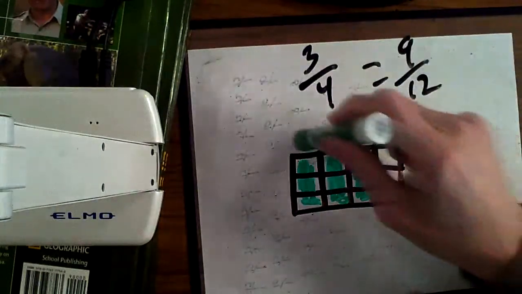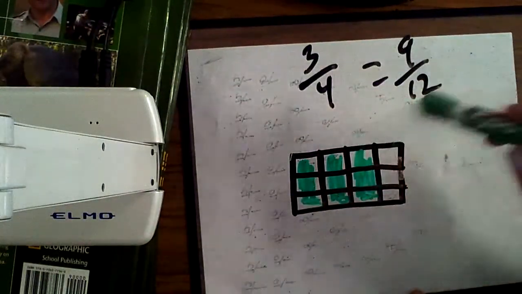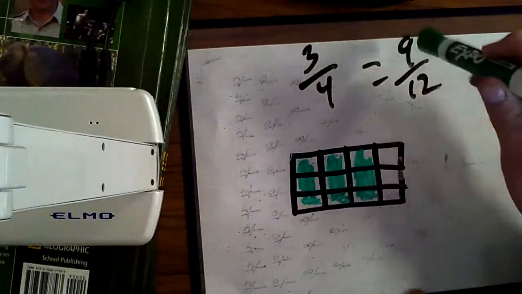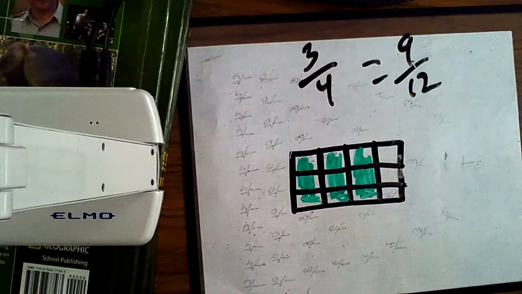The amount of green never changed, did it? It stayed the same. But now we've gone from 4 parts to 12 parts, and we've gone from 3 parts colored in to 9 parts colored in. So that proves it with your picture.